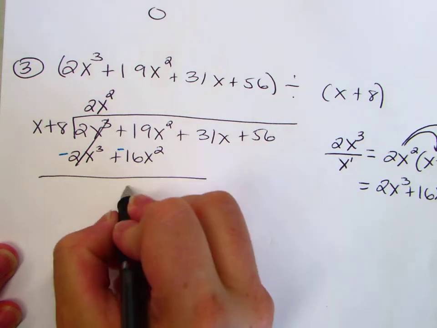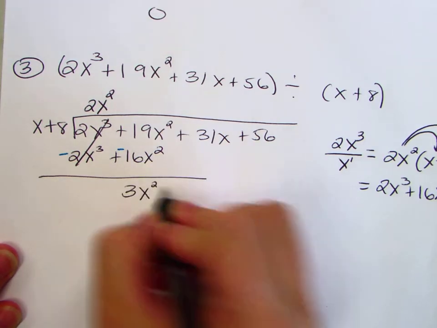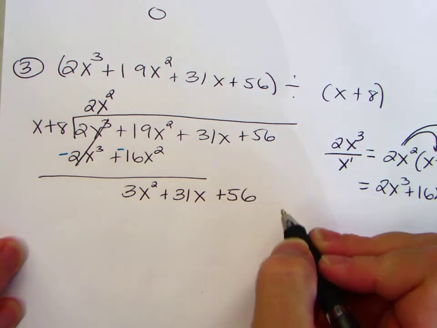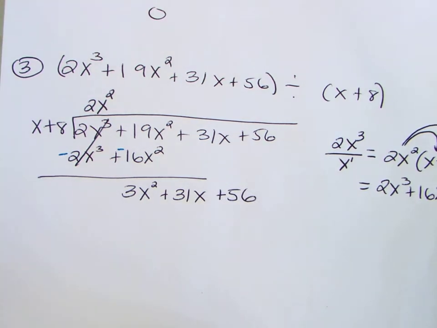Minus 16x squared is 3x squared. Remember, when you add or subtract polynomials, the exponents stay the same. Okay. All right, now repeat.